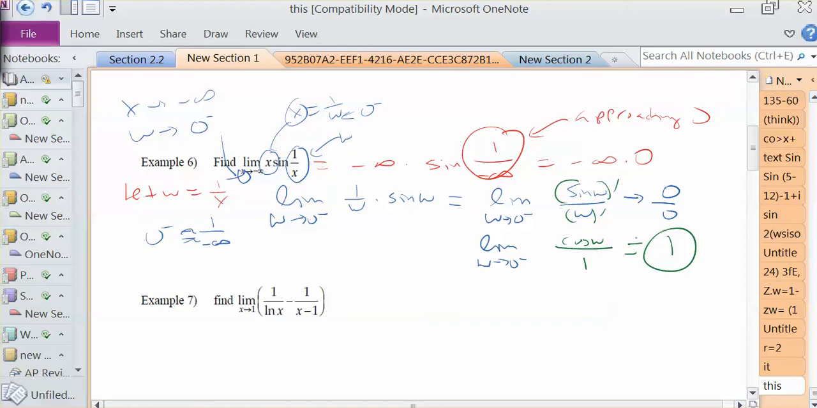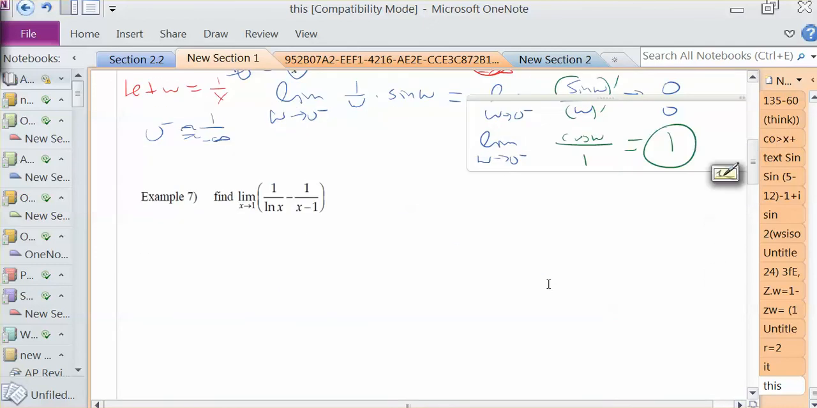So we let w equal 1 over x. So that means x is 1 over w. We substitute, but I forgot to substitute for what our variable is approaching, because now we're doing it in terms of w, not x. So I had to change x going to negative infinity to w approaching 0 from the left. And then, of course, we can apply L'Hopital's when we're good.